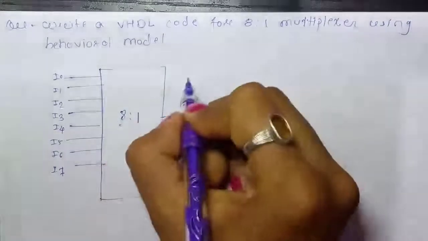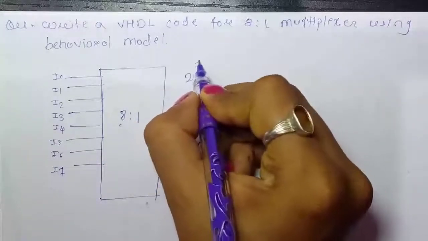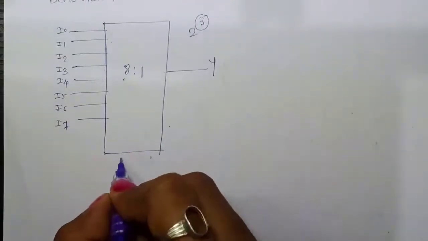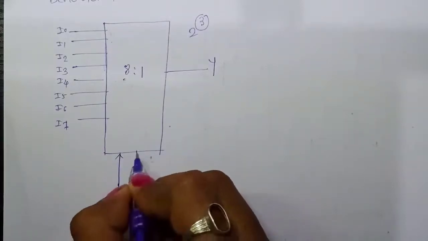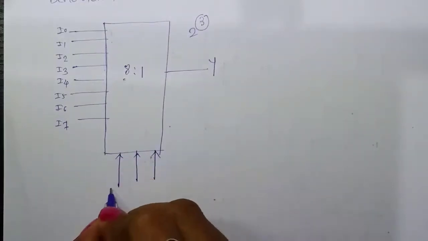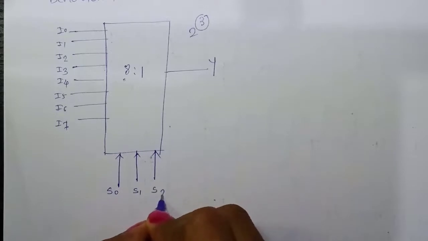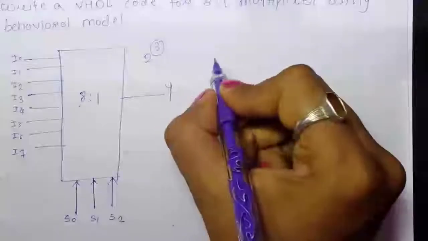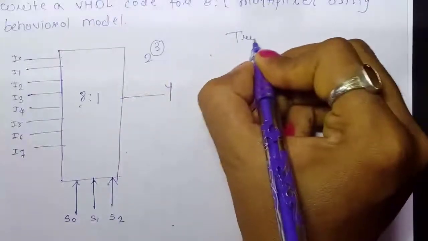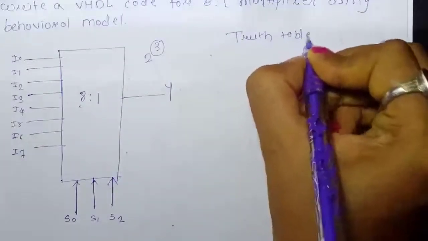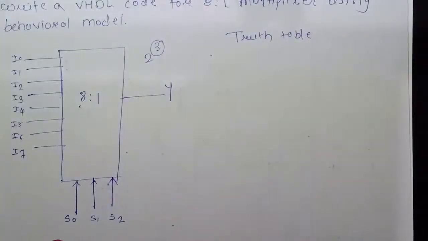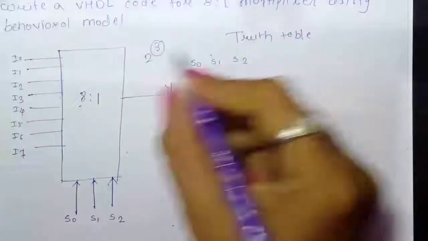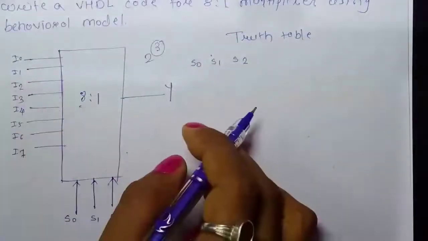Okay, now it is 8:1 multiplexer. We can write this 8 as 2 raised to the power 3. Okay, this 3 means your selection lines. Now how many selection lines in 8:1 multiplexer? 3 selection lines, that is S0, S1 and S2. Okay, so then after that we will see truth table for 8:1 multiplexer. There are 3 selection lines and depending on these selection lines we will select one of the input lines as an output.